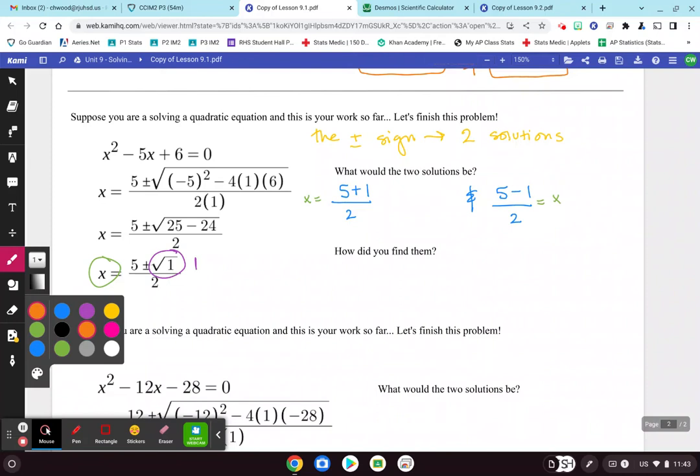So add those two, divide by 2. 5 plus 1 is 6. Divide it by 2, x equals 3. Other one, 5 minus 1 is 4. Divide it by 2, x equals 2. Now, I know they're not always going to come out that nice and simple. You're going to end up with decimals sometimes, and that's okay. Remember, we can graph decimals. We just have to graph them in between the whole numbers.